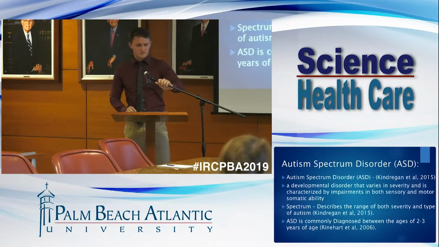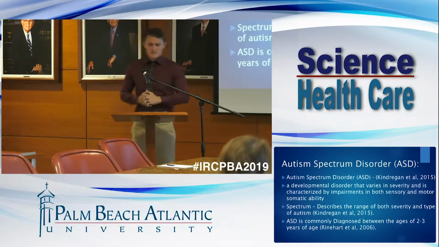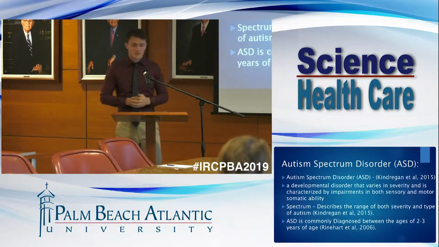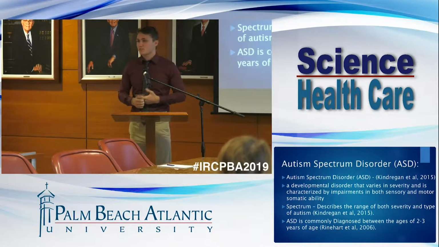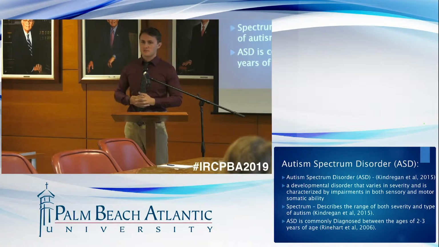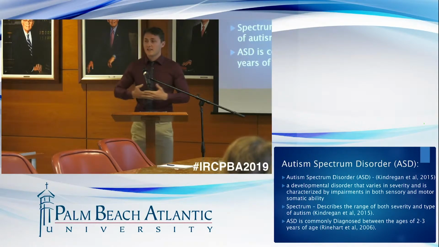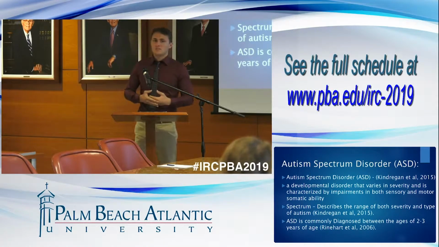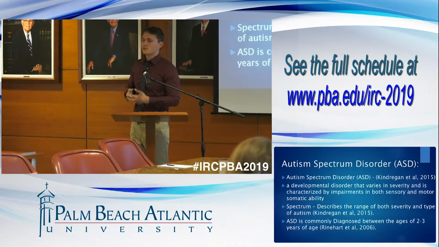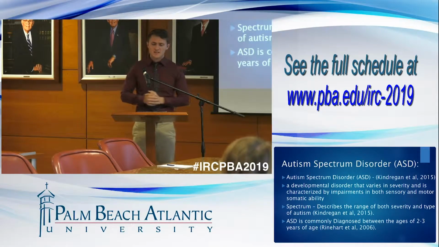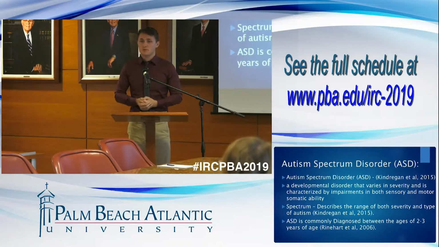Autism spectrum disorder, also known as ASD, is a developmental disorder that varies in both severity and type. It's commonly characterized by impairments in motor skills, cognition, communication, and social interactions. Although the causation is a little beyond the scope of my research topic, it is generally believed that the primary risk factors for developing autism are some combination of genetic mutation as well as environmental stresses and environmental factors. Autism today affects 1 in every 68 children born in the United States.